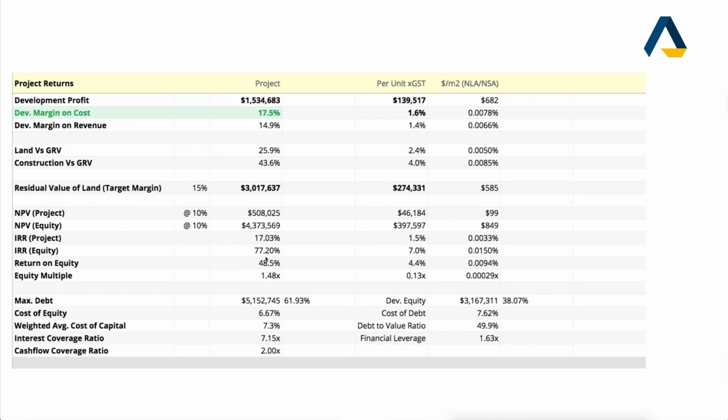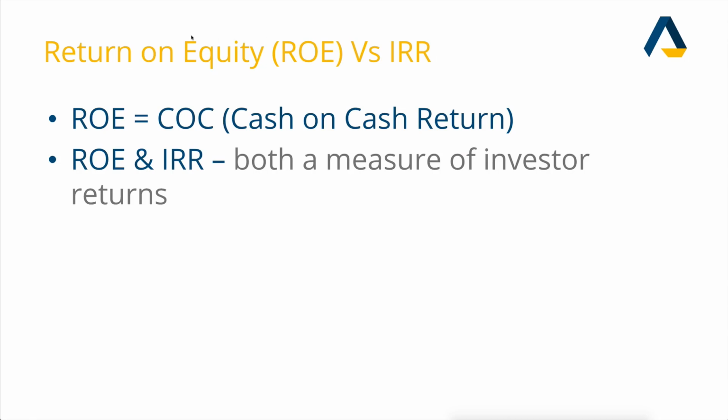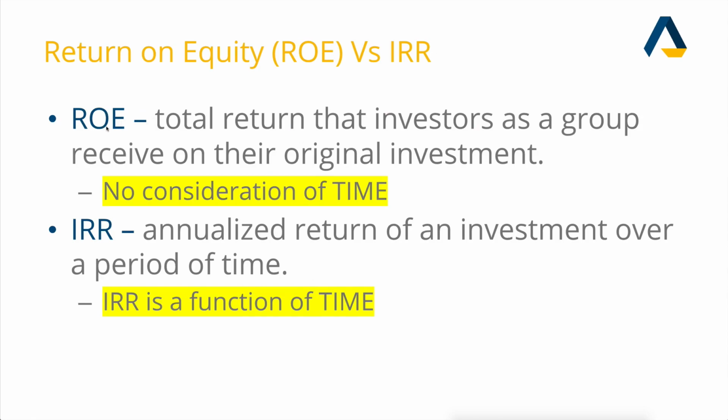And that is because not all the money goes into the project in one hit. What return on equity does is basically just a cash on cash return, and it doesn't consider the timeline at all. Return on equity and IRR are both measures of investors' return. However, return on equity is the total return that investors as a group receive on their original investment, and it has no consideration of time.